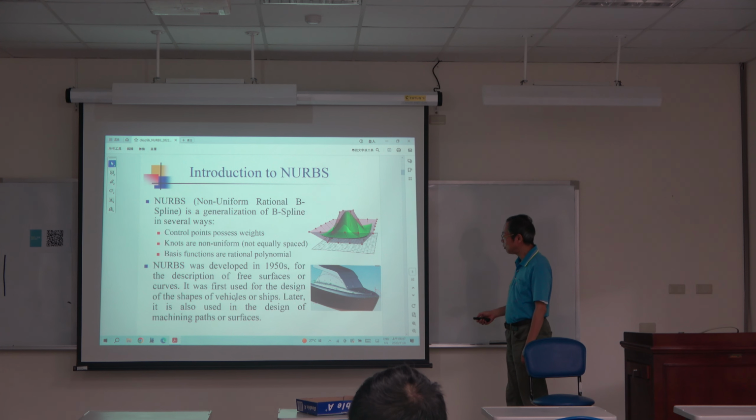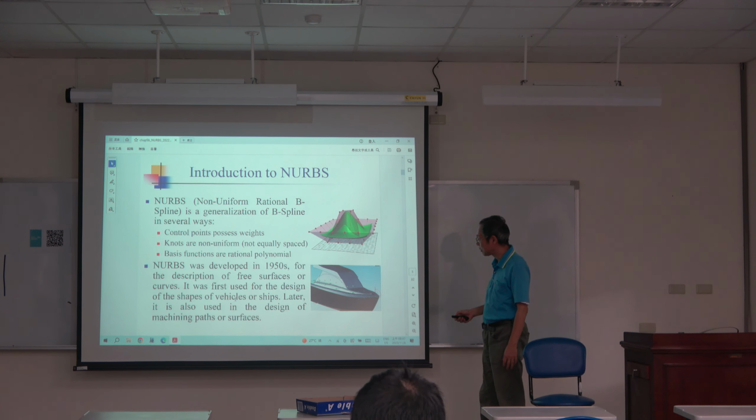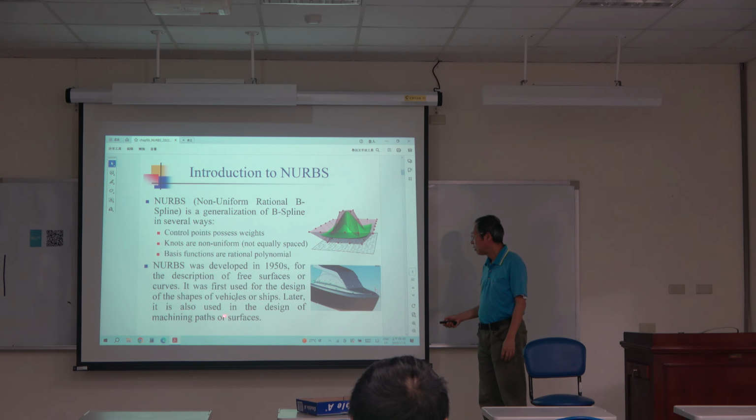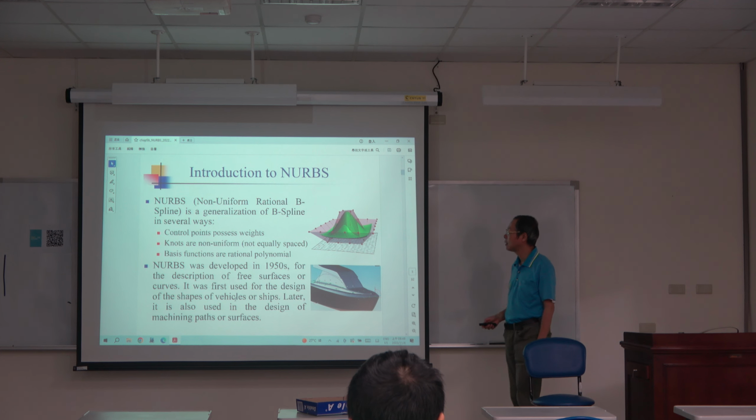Originally, NURBS was developed in the 1950s to design the shape of large vehicles like airplanes and ships. But later on, the most common application of NURBS is in the field of computer science. They can be used to represent many more different curves, so a machining tool path or surface can also be represented easily by NURBS.